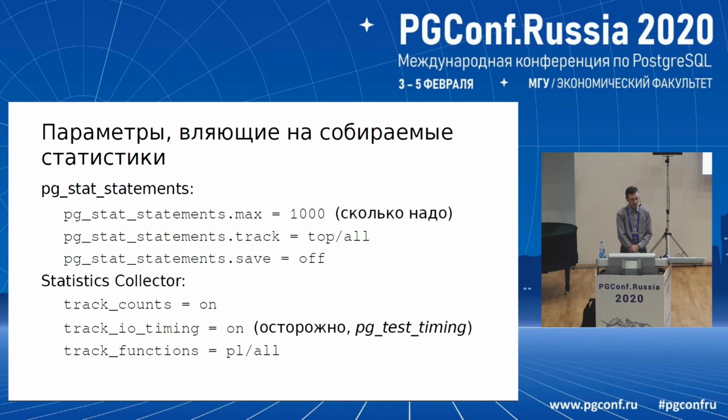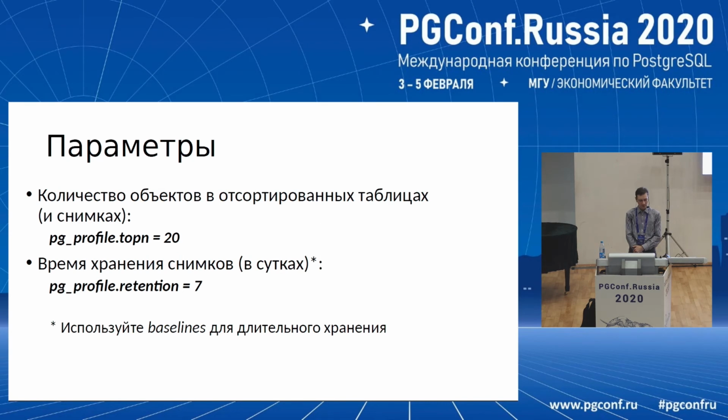Now, the statistics collector track_counts, it's turned on by default. The track_io_timing, here you must be careful, because on certain platforms, the tracking of time on the input and output can significantly alter the performance you're getting. So you have this utility, pg_test_timing, where you can somehow evaluate the effect that it has. And then track_functions, PL, the procedural extension and the procedural function, and all of these involve the SQL, the C, and so forth.